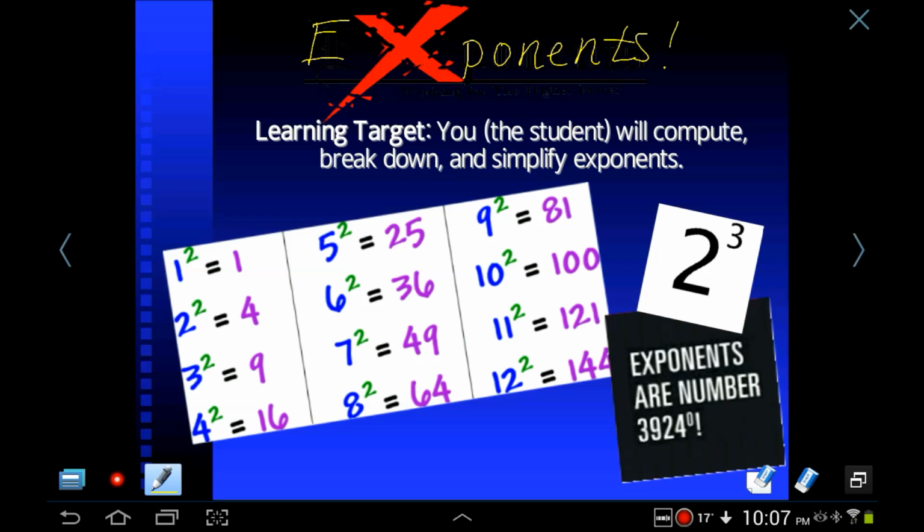Okay, everybody, welcome to your next lesson. This is going to cover exponents. Let's go ahead and read our learning target. Today, your learning target is that you, the student, will solve exponent problems. That's what it's all going to be about.